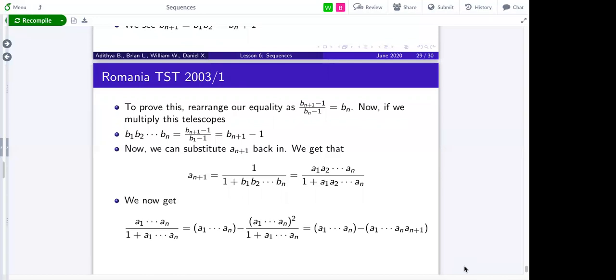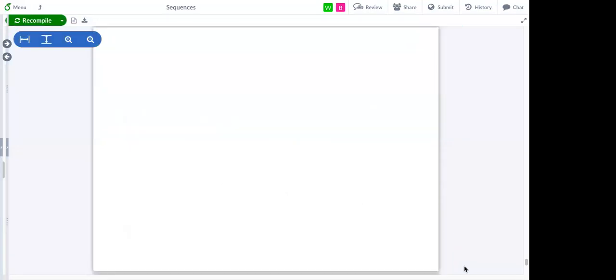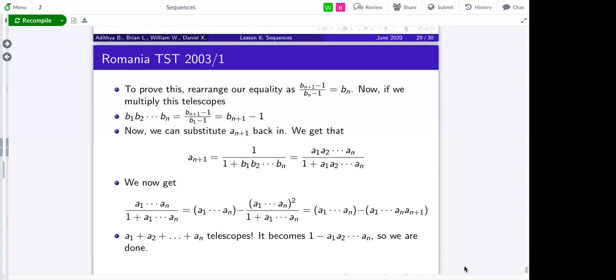So does anybody notice anything interesting about this form? Yep, it telescopes. So if we add a1 plus a2 all the way to an, it becomes 1 minus the product of the first n terms, which is indeed less than 1. So we're done.